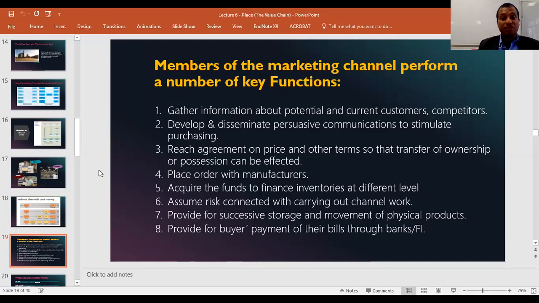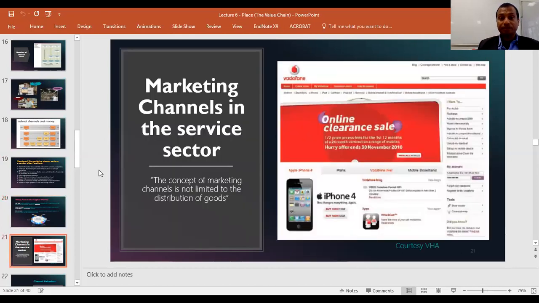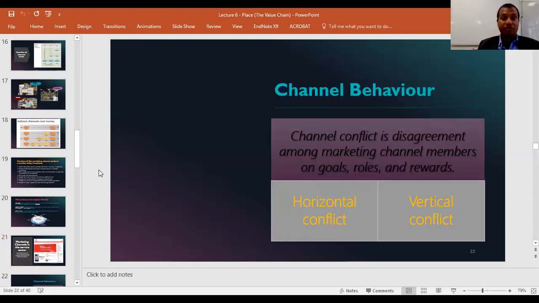We have seen the list of functions they perform. The intermediaries perform many activities, and these are the lists. Because of the digital world nowadays, there is wider availability of products and services. We have seen the cases of pure e-retailers, and we have seen the cases of brick and mortar. That was the traditional way. The same concept is equally applicable for services as well as goods.